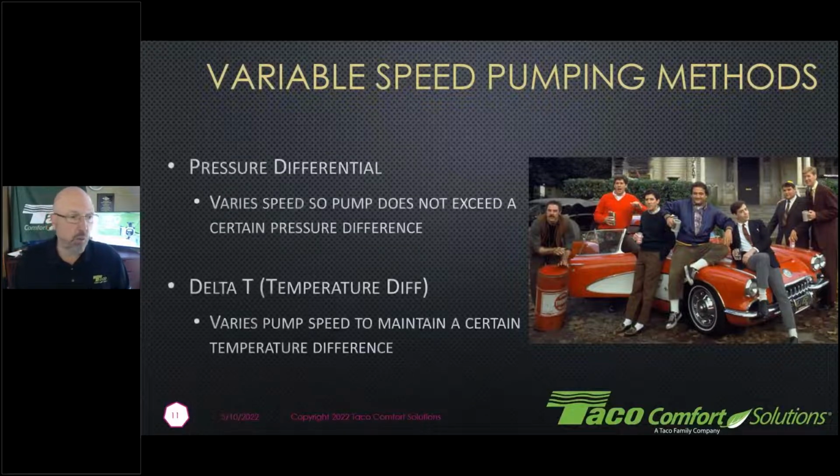And the second way is by temperature drop, where we're looking at external information coming into the circulator, and we're going to use a temperature sensor on the supply and on the return and change the speed of the circulator to see fit that way. But you don't see them all together in one circulator. They're going to be independent.